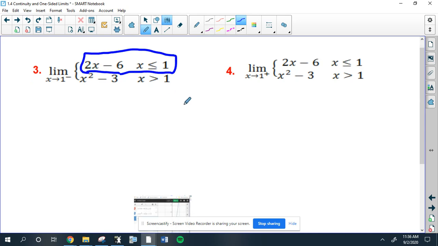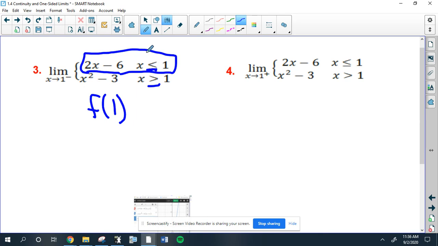So you can do this numerically and use, say, 1 or 0.999, but you don't need to because you know this function is continuous up through 1. It's a line. So you can just evaluate this function at 1, but make sure you're using this piece. Even if the equals is there, it doesn't matter.